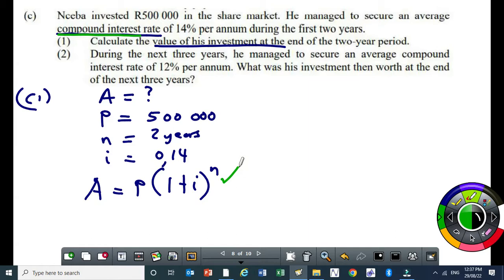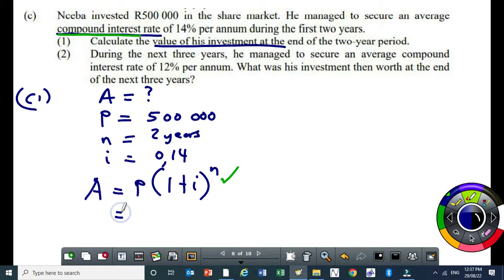Everything we're going to do is appreciation, not depreciation. This is the appreciation formula. In grade 10, we don't talk about depreciation. Depreciation is discussed in grade 11 and grade 12. Okay? Alright, so from here, let's substitute.